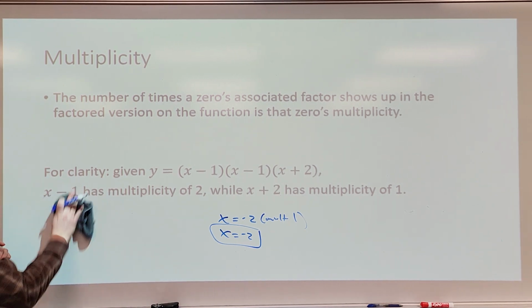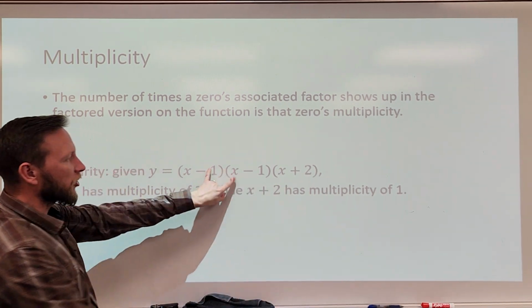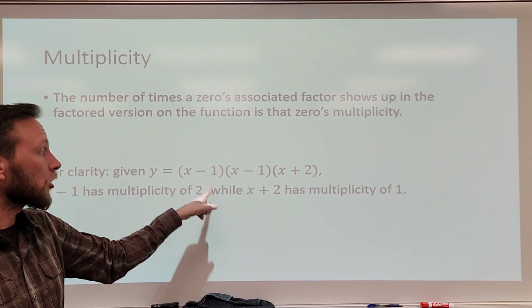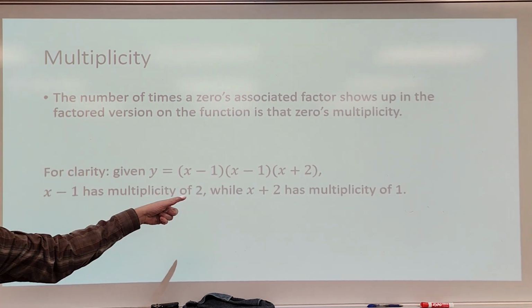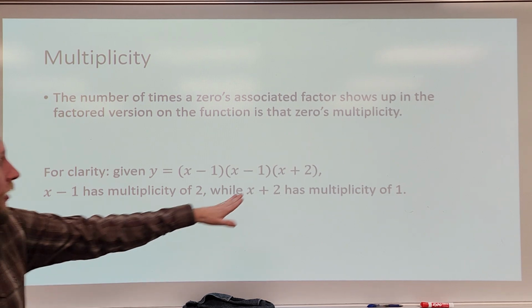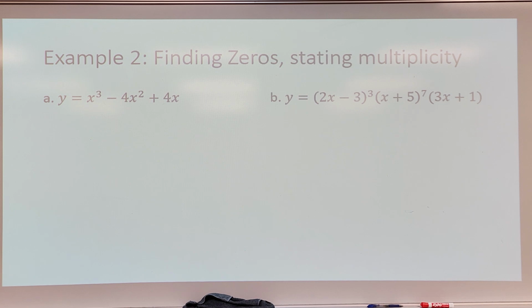But looking at this from the standpoint of multiple zeros, and again, we kind of discussed what that looks like when we graph it. What's the graph going to look like at x equals positive 1 versus what is it going to look like at x equals negative 2? What we want to do first is just make sure that we can understand these ideas of multiplicity.